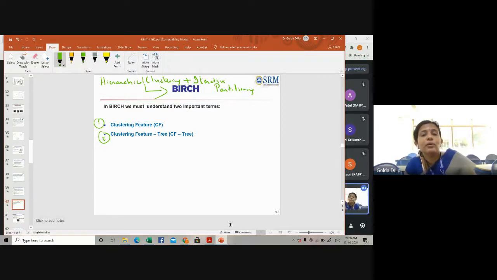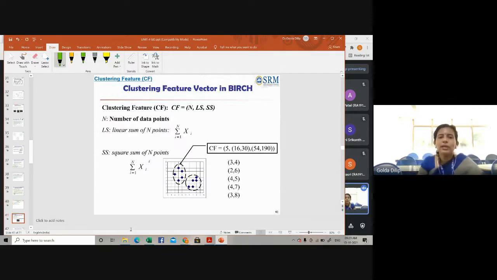Okay, so these are the two important terms. These are interesting things. Please listen. The first one, let's see what this clustering feature is all about. And second, let's see what this clustering feature tree is all about. So let's start with the first one, clustering feature.